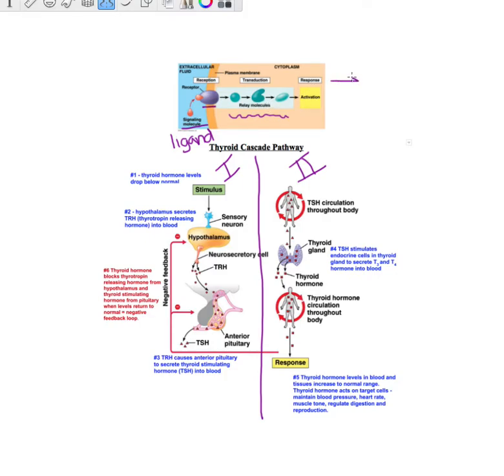Now this response could be anything from creating a protein to creating an enzyme to creating a hormone. Whoa, this is hard. Okay, and by the way, enzymes and hormones are actually proteins. So a response can be a creation of some kind of product for the cell or the organ or the body as a whole. So how does this thyroid pathway connect to what we've got going on up here?